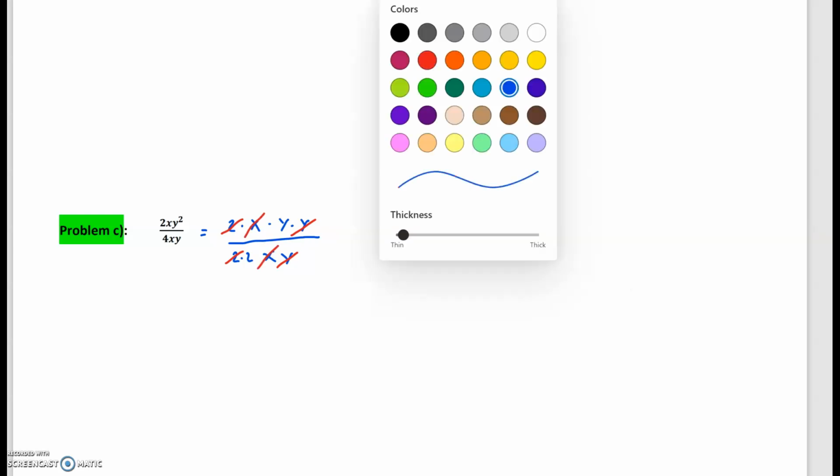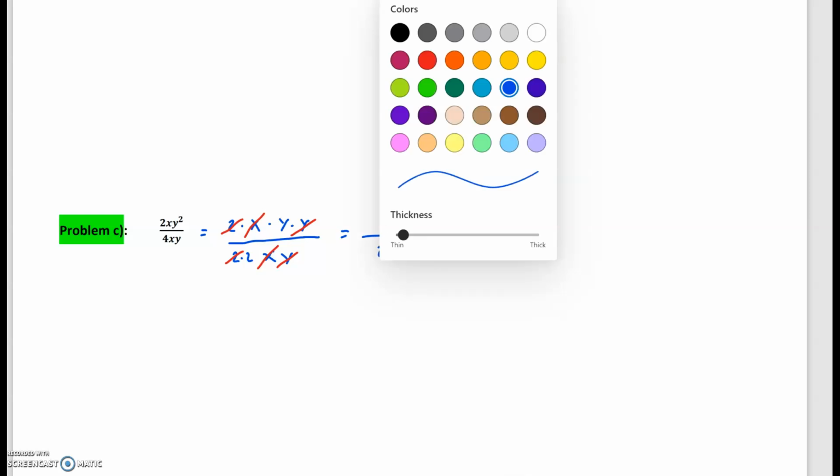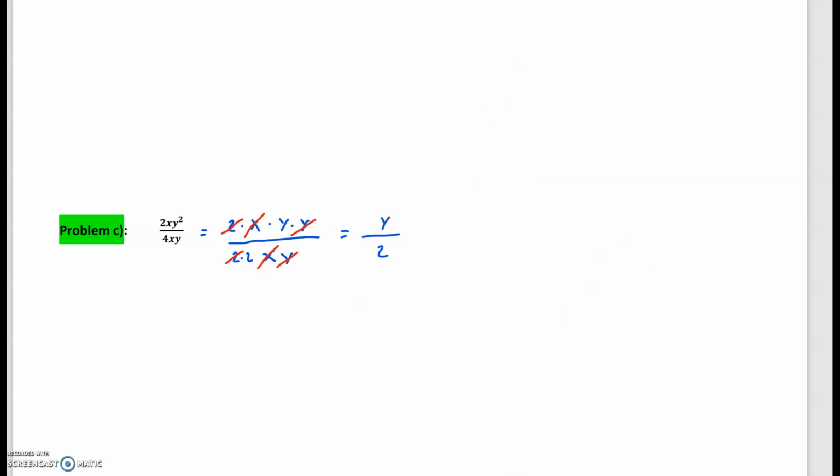So in this case, that x gets canceled as well. So on the top, we're just left with a y. And at the bottom, we're left with a 2. This is our final answer on problem C. That's actually it on this one. We're only left with a y on the top and then a 2 at the bottom.